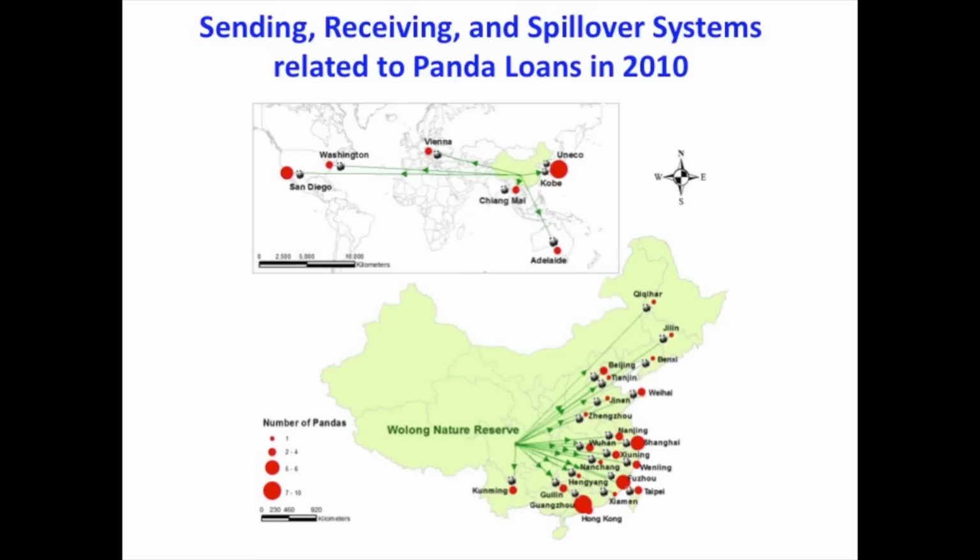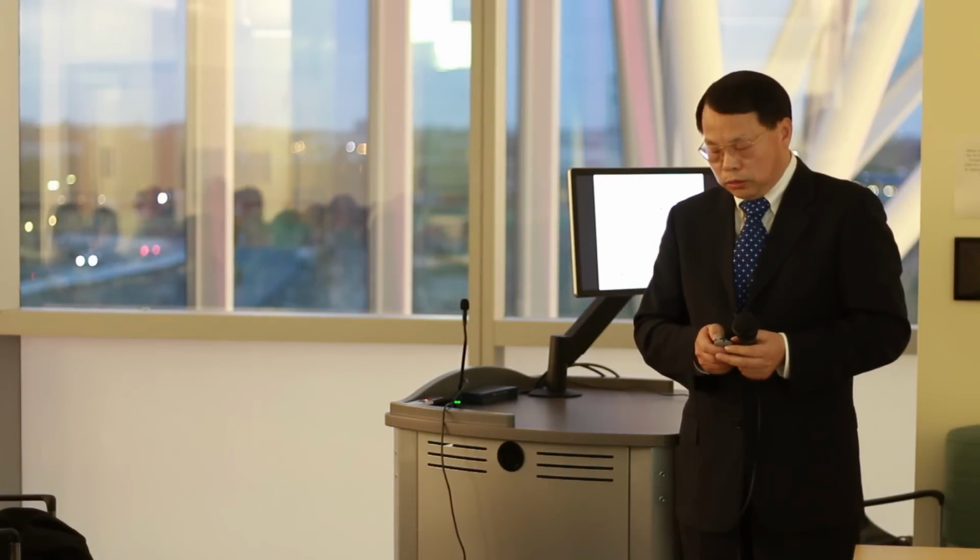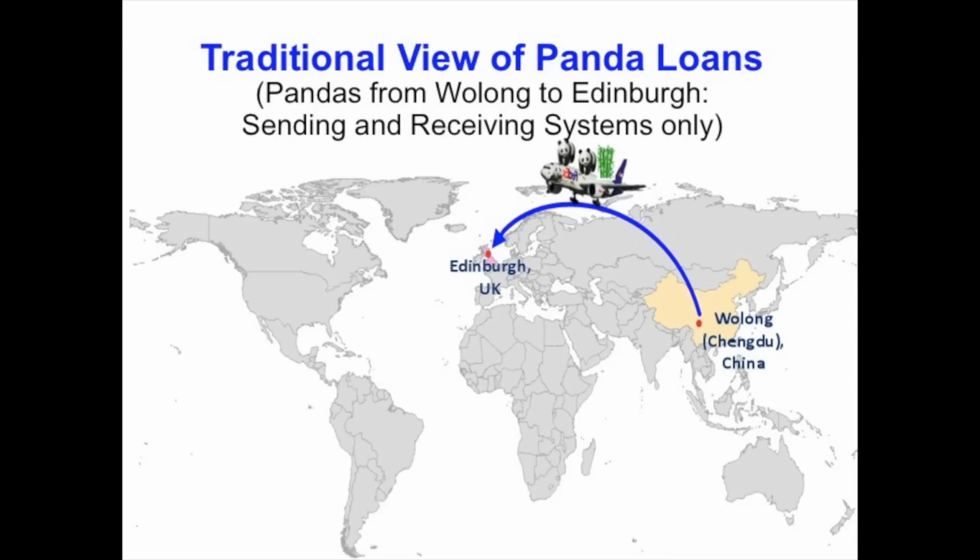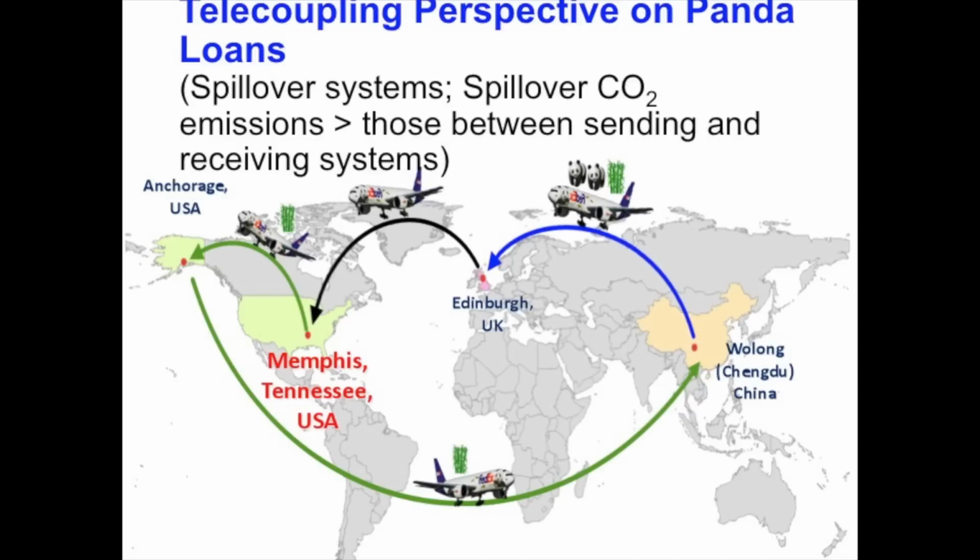And then also in some other countries, like the Washington Zoo, which probably some of you have visited, and the San Diego Zoo, the pandas all come from the nature reserve. So there are also spillover systems, because transporting a panda from one place to another will emit CO2. Right? And then there are also some other types of spillover systems.